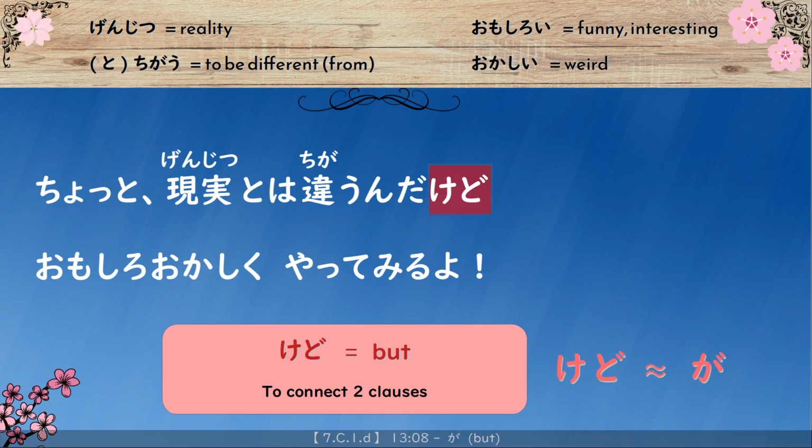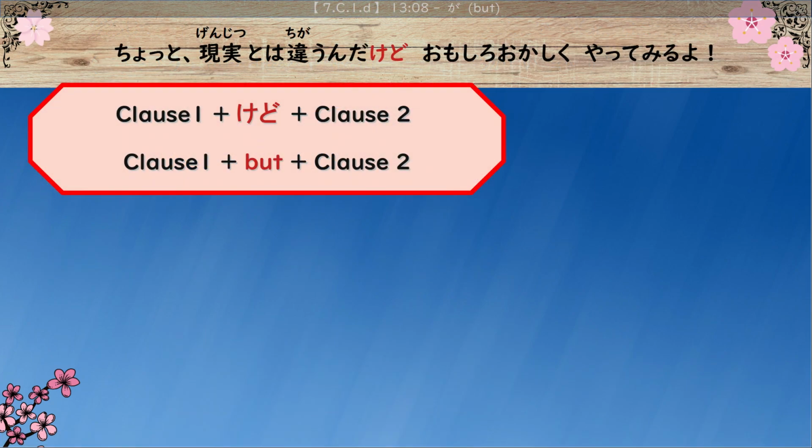So let's see a few examples. The basic pattern will then be first clause plus kedo plus second clause, which in English will be first clause but second clause. So you see that's really easy because here you have no inversion, no anything, it's almost literal.